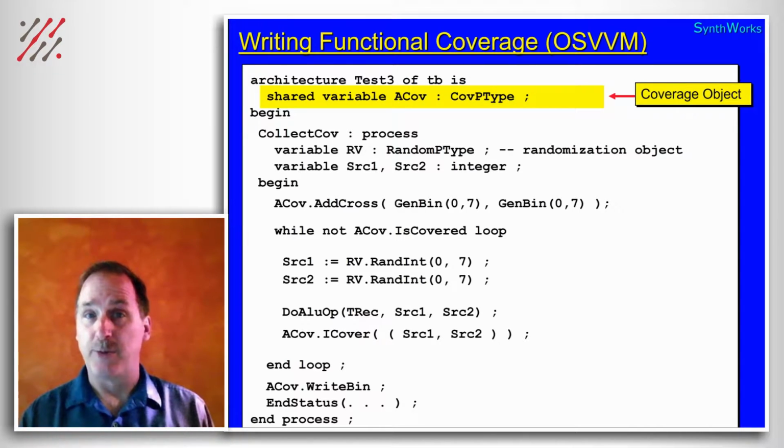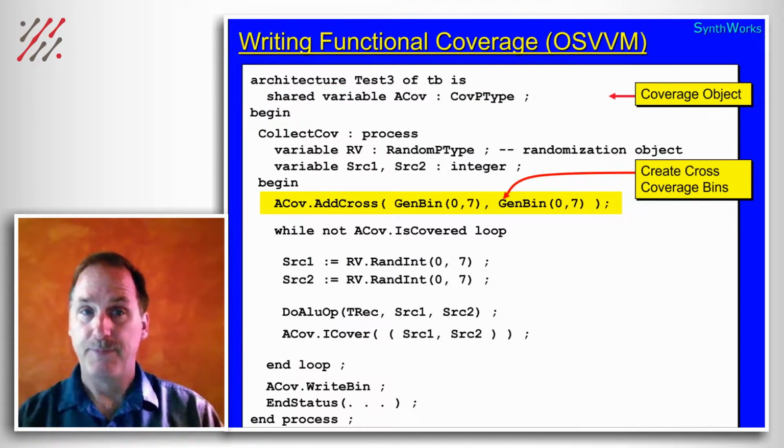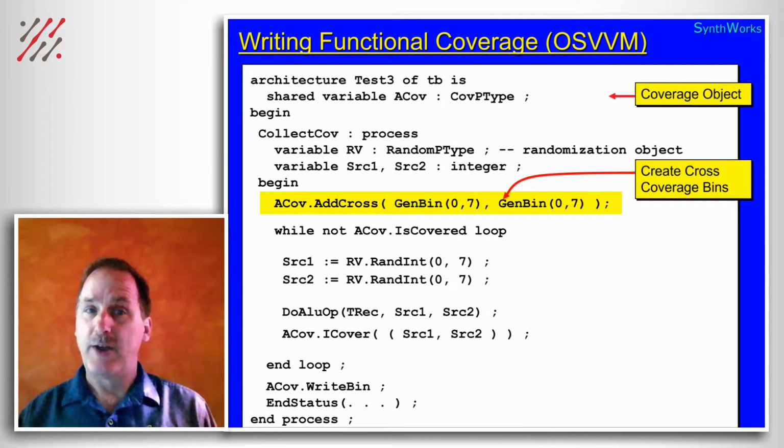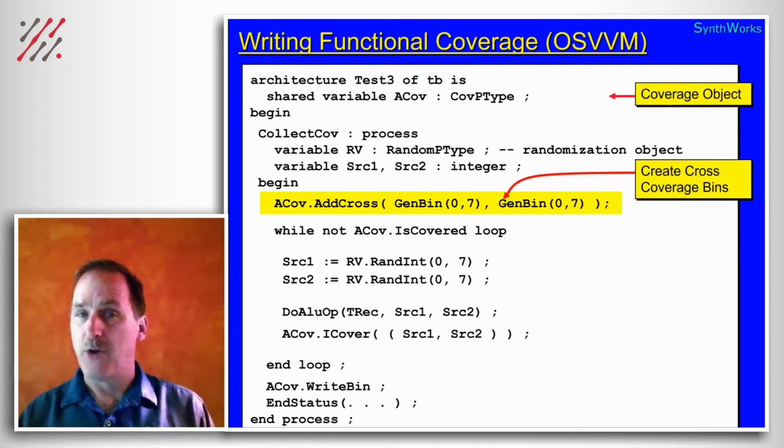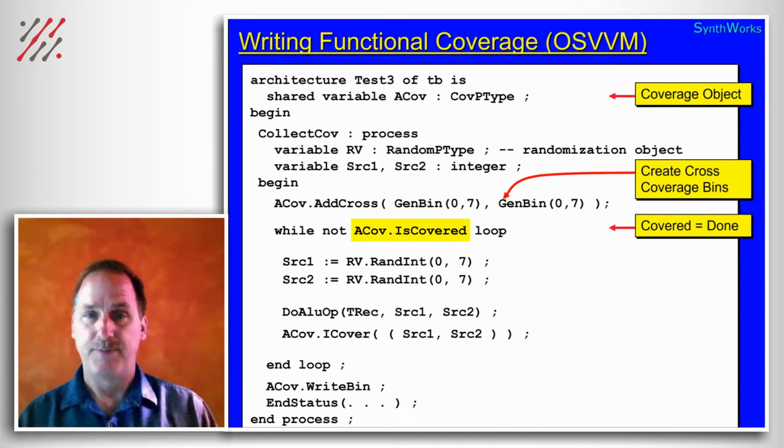Basically, we start with a shared variable. The shared variable of CovPType becomes our coverage object, the object in which we're going to define our coverage model. To create our coverage model, we're going to call one method, AddCross, and another subprogram, a function, GenBin. GenBin basically takes that range 0 to 7 and breaks it out into individual bins. And then AddCross crosses those sets of 8 individual bins with each other, so we end up with a matrix.